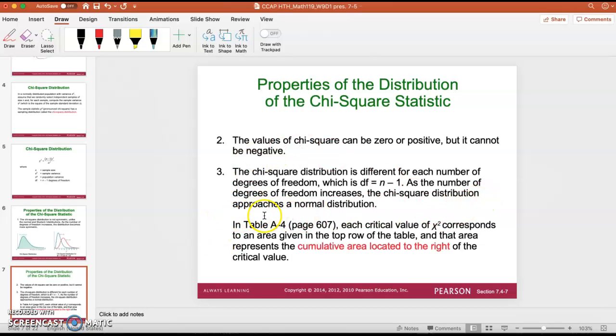In Table A-4, which is on page 607 in your book, each critical value of chi-square corresponds to an area given in the top row of the table, and that area represents the cumulative area located to the right of the critical value. Ultimately, just know that table is where you're going to look for chi-square critical values. I'll show you how to use that in just a bit.